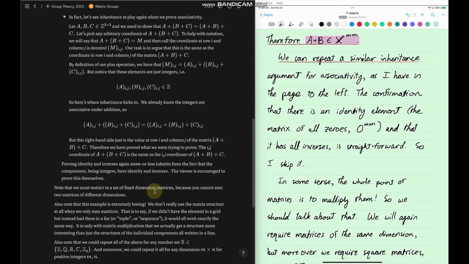We can repeat a similar inheritance argument for associativity, as I have in the page to the left. The confirmation that there is an identity element, the matrix of all zeros, which we write as 0 to the m cross n, and that it has all inverses is straightforward, so I skip it.